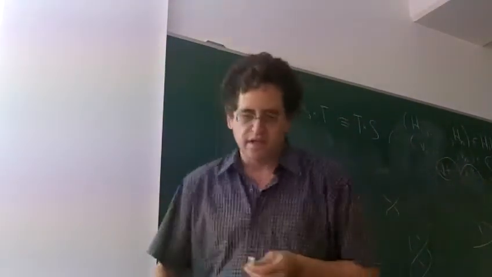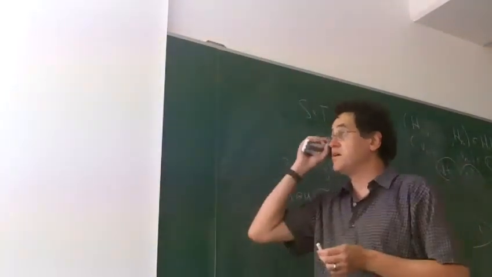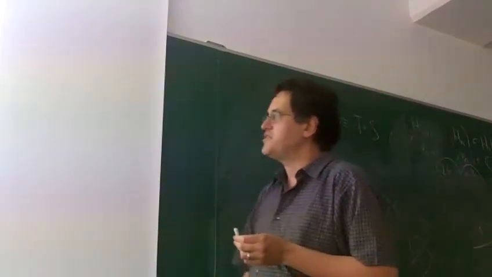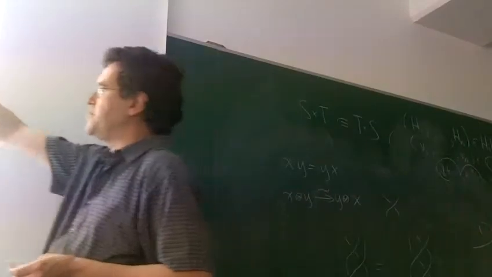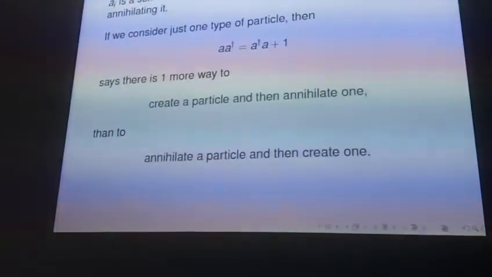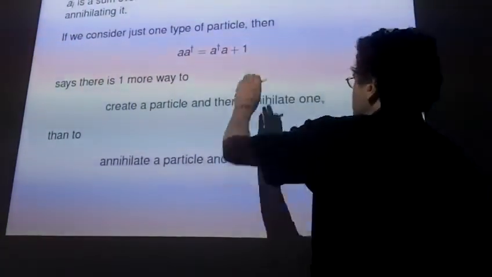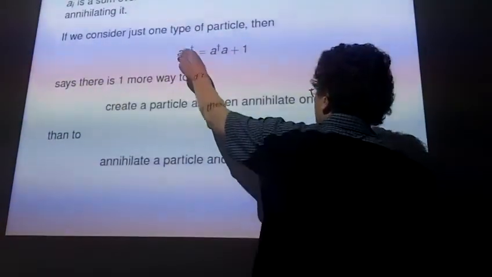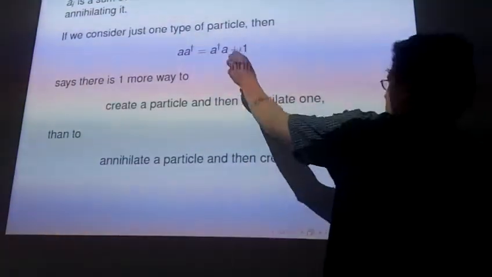So that's actually what gives rise to these commutation relations. So here what I'm doing is I'm eliminating the subscripts that I'd written before in Heisenberg's relation. I'm just thinking about one type of particle. So what this equation is really saying is that there's one more way to create a particle and then annihilate one than there is to annihilate one and then create one.